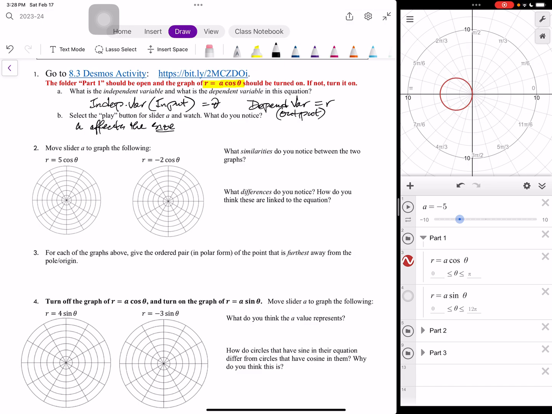When I say size, I'm talking about the diameter of the circle. That's the first thing that I notice. All right, first thing. Second thing I notice is that if A is positive, the circle's on the right side of the y-axis. If A is negative, you're on the left side of the y-axis.